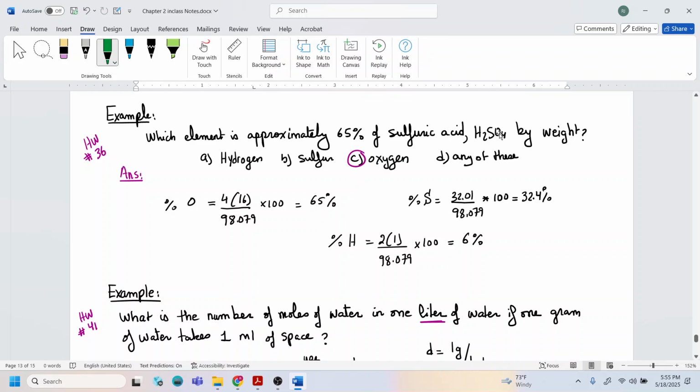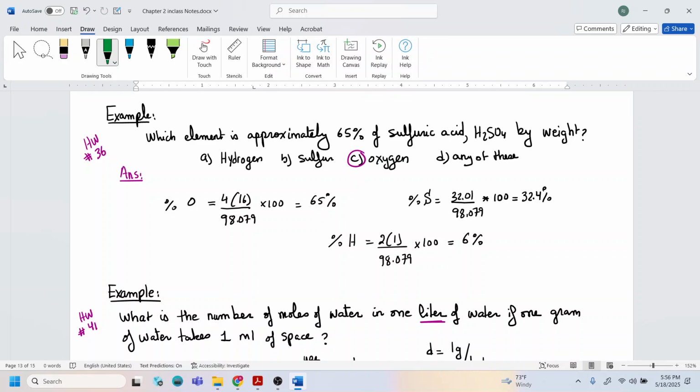Now it makes sense that the oxygen here, because it is 4, is supposed to be a high percentage, and 65% seems to be a high percentage. So that is equal to the mass of the oxygen. Please remember to multiply by how many oxygens you have. Don't forget this, okay? Because if you don't, your answer is going to be wrong. Divided by the molecular weight times 100, so the answer is going to be 65.